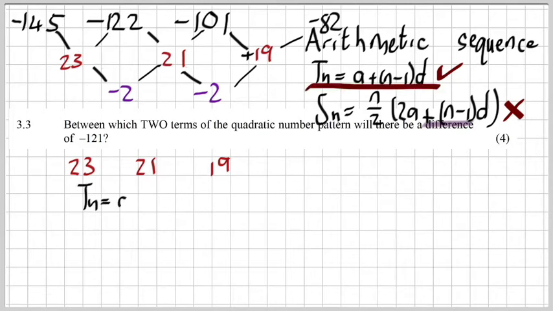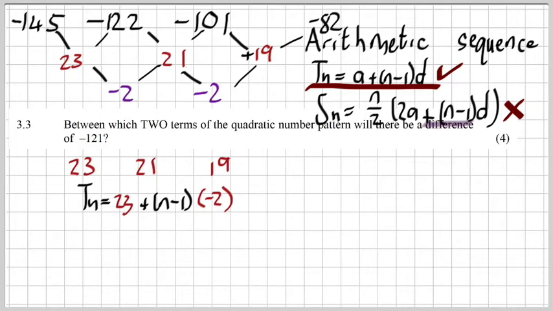I'm going to work with that Tn, and I'm going to substitute my a and my d, a being 23, and d being negative 2. Remember, I'm ignoring for the moment that it's a quadratic sequence, and I'm just looking at the differences.